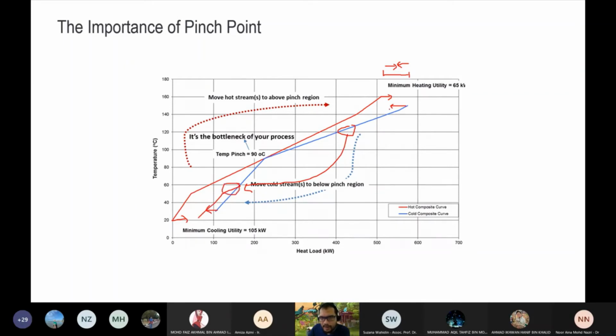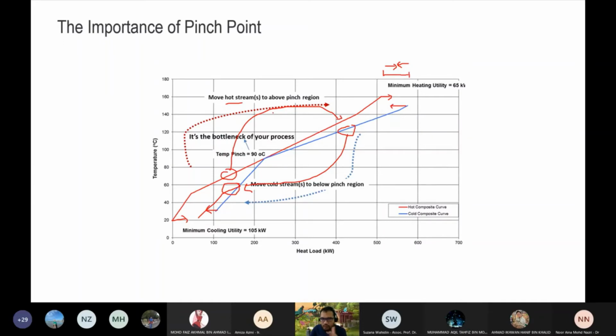So this graph will then go to the left, and then I will have a lower utility for heating, and I will also have a lower utility for cooling. The same goes with the hot stream. So in this case, we can simply move this above the pinch point. Above the pinch point, we can do heat. You can use a heat pump for that.